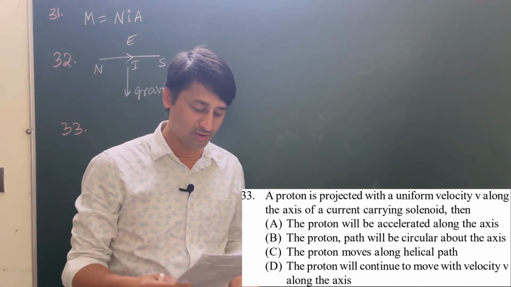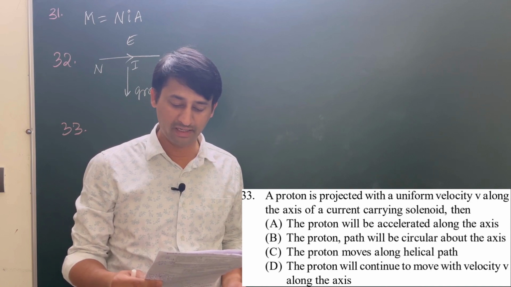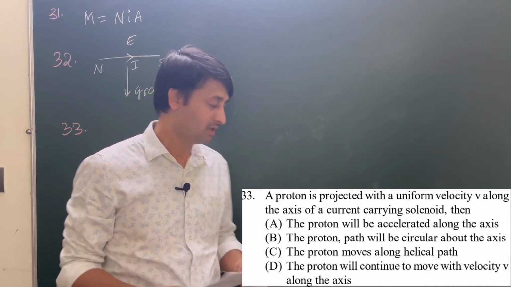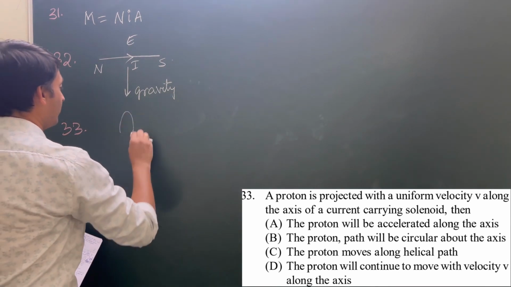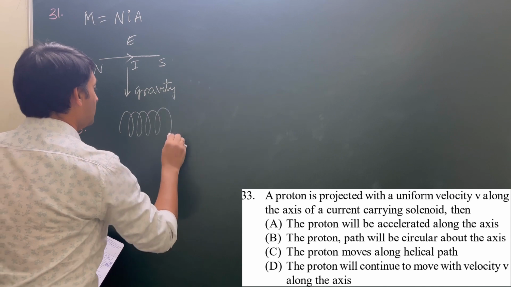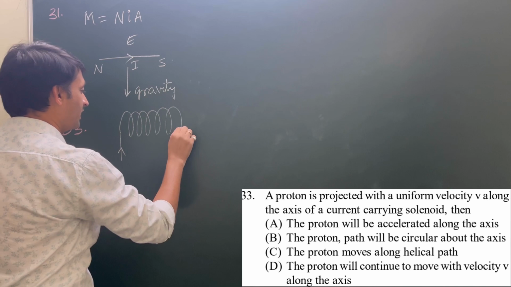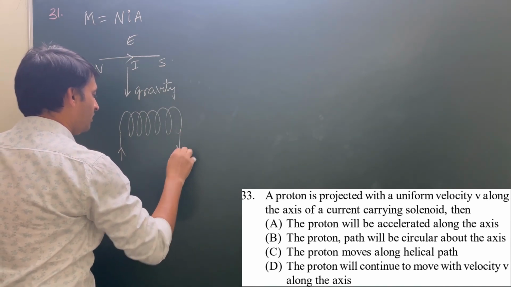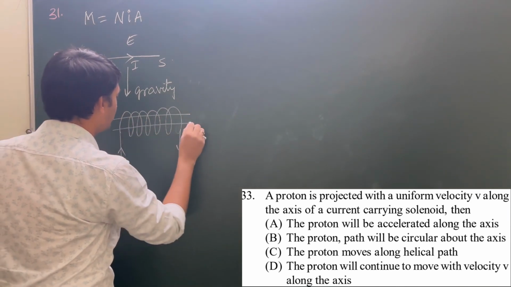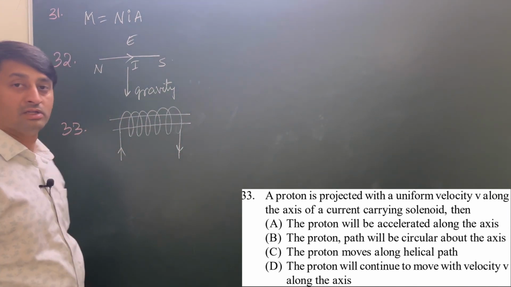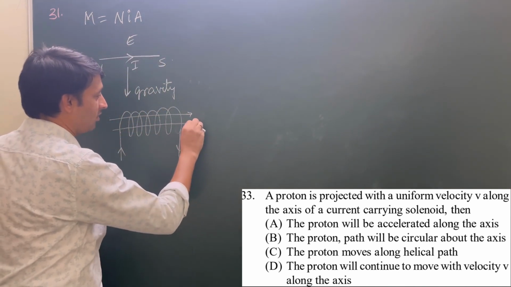A proton is projected with a uniform velocity v along the axis of a current carrying solenoid. Here a solenoid is an electromagnet which has helically circular coils in which a current is passed. When the current is passed through this solenoid, a uniform magnetic field is produced inside this solenoid and it is along the axis. The direction of magnetic field is along the axis.